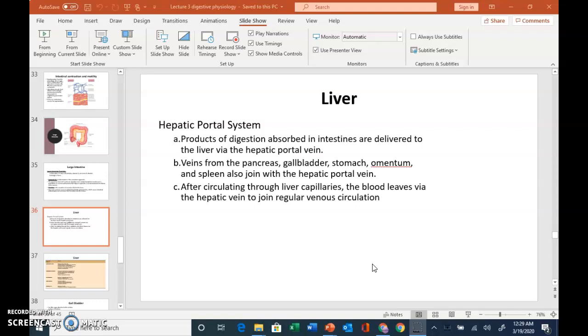So nutrients which are absorbed by the blood from the small intestine must reach the liver for detoxification before they are delivered to different body cells. Therefore, the liver receives nutrient-rich blood for detoxification. Very important. The liver receives nutrient-rich blood for detoxification. So, how does this happen?